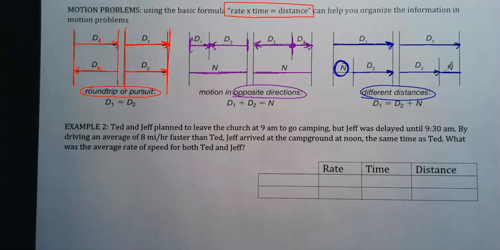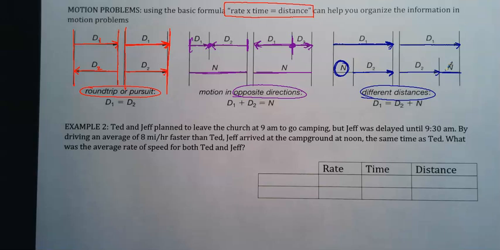Let's look at example 2. Ted and Jeff planned to leave the church at 9 a.m. to go camping, but Jeff was delayed until 9:30 a.m. By driving an average of 8 miles per hour faster than Ted, Jeff arrived at the campground at noon, the same time as Ted. What was the average rate of speed for both Ted and Jeff?